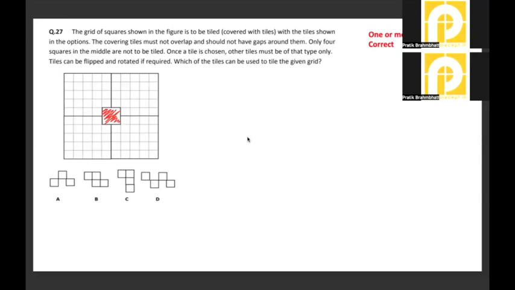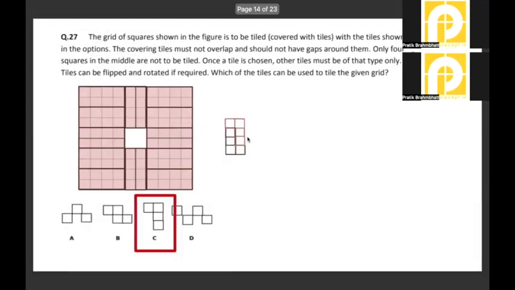Once a tile is chosen, other tiles must be of that type only. Tiles can be flipped, rotated if required. Which of the tiles can be used to tile the given grid is what you have to find. So here, we'll try to make up a combination like this. First, I'm going to take A and B are not possible here. First, I'm going to show you how C is possible.